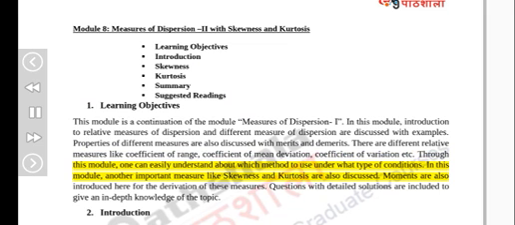In this module, other important measures like skewness and kurtosis are also discussed. Moments are also introduced here for the derivation of these measures. Questions with detailed solutions are included to give an in-depth knowledge of the topic.